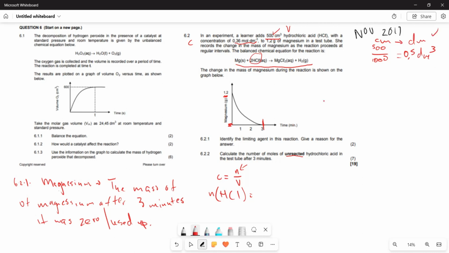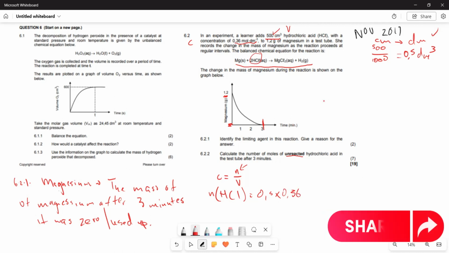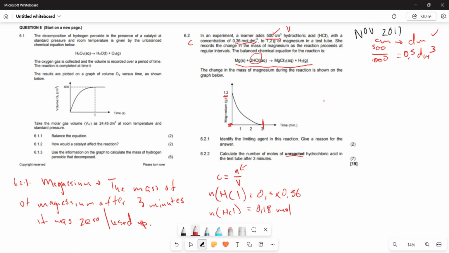So you come in here and say this is 0.5 multiplied by the concentration you are already given, which is 0.36 moles per decimeter cubed. When you multiply these two, the mole of your HCl that you are going to get is 0.18 mole. This is going to be your mole of your HCl.